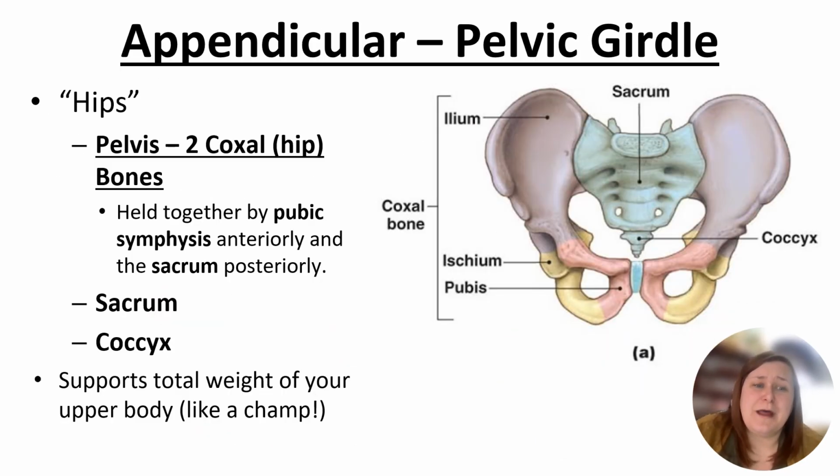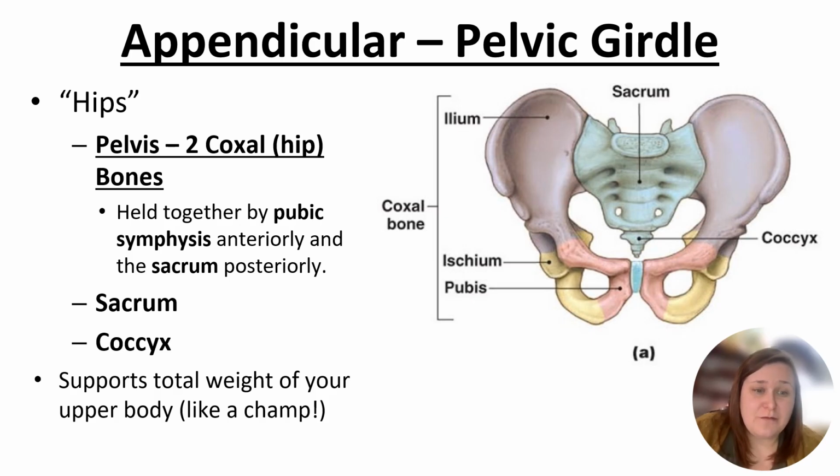Let's talk a little bit about our pelvis. So the pelvic girdle is going to consist of the hips. For the pelvis, we're going to have 2 coxal bones. These are going to be held together by the pubic symphysis anteriorly and the sacrum posteriorly.